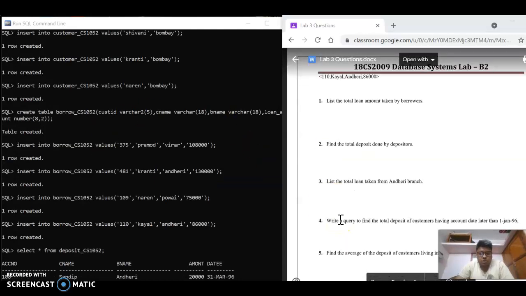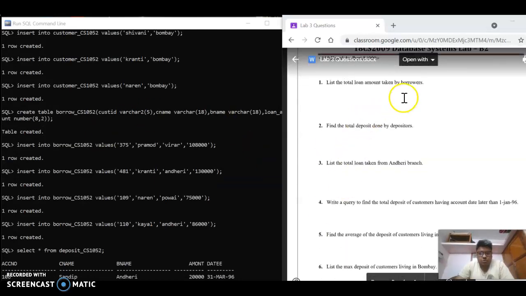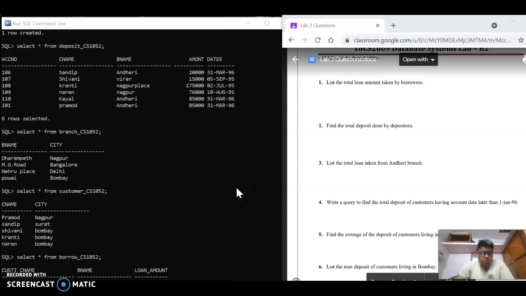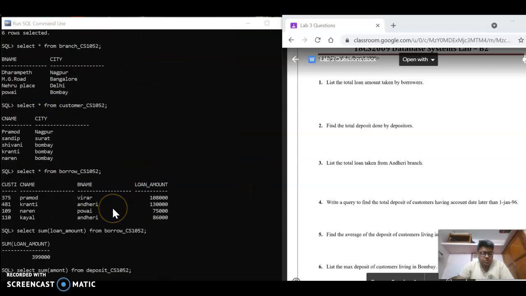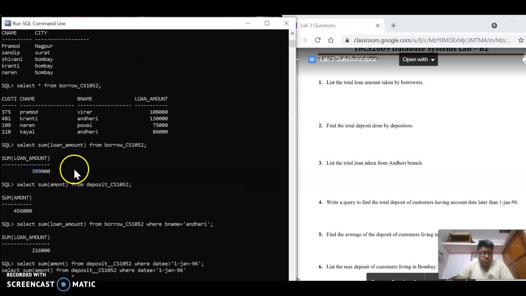So coming to the first question, list the total loan amount taken by borrowers. These are the tables, and this is the total loan amount taken from borrowers. So this is the answer: we have to select the sum of loan amount from the borrow table, and this is the loan amount.